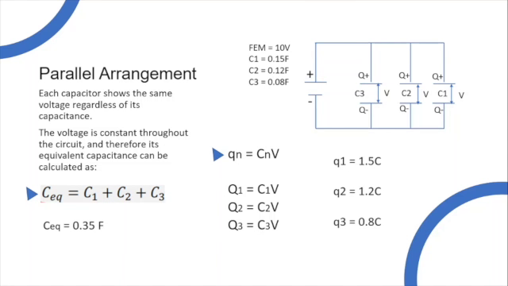The equation to calculate the charge for each capacitor is the capacitance multiplied by the voltage of the circuit. So the capacitance of number 1 multiplied by the voltage of the circuit is going to give us 1.5 coulombs. The charge for the second capacitor is going to be 1.2 coulombs, and for the third one 0.8 coulombs.